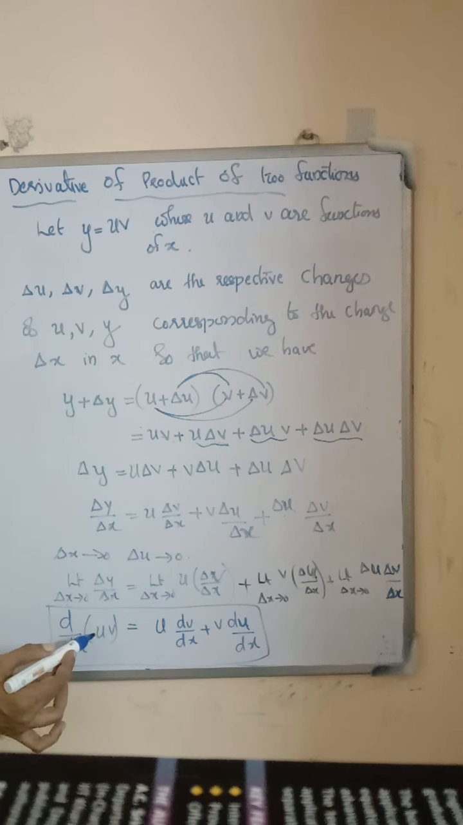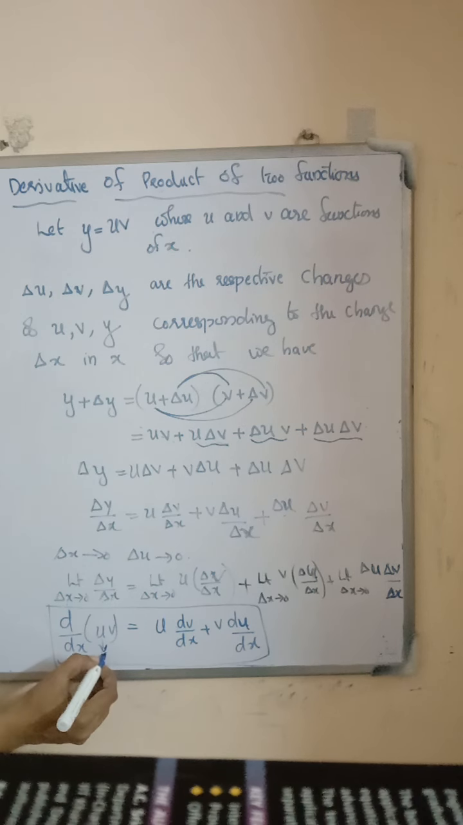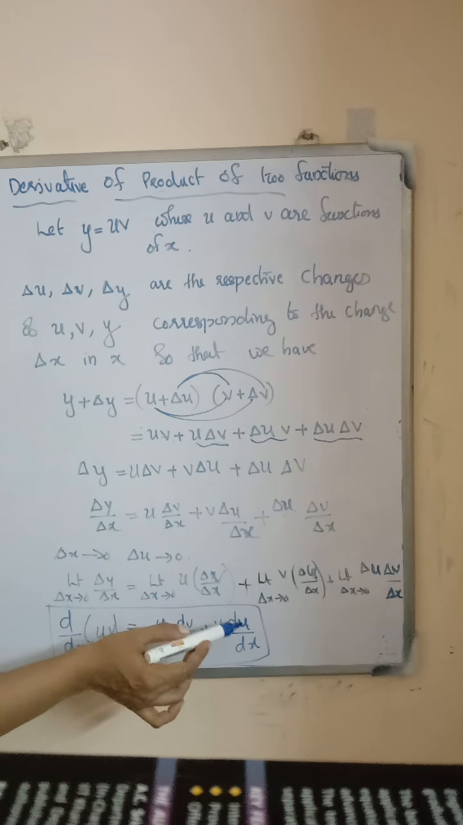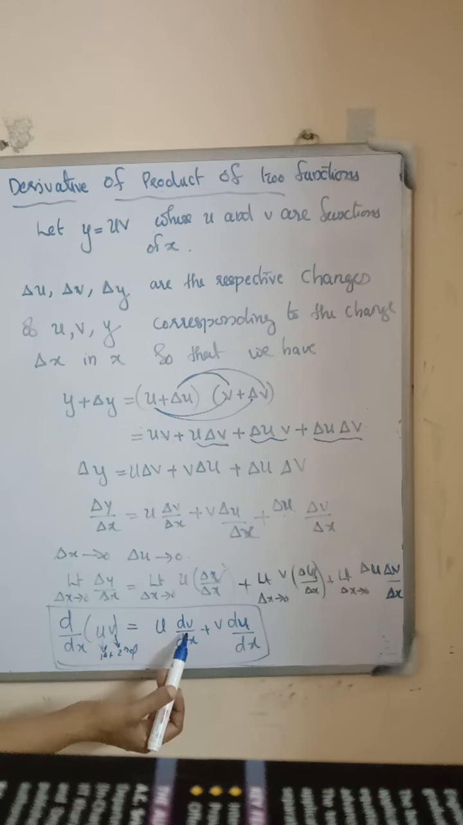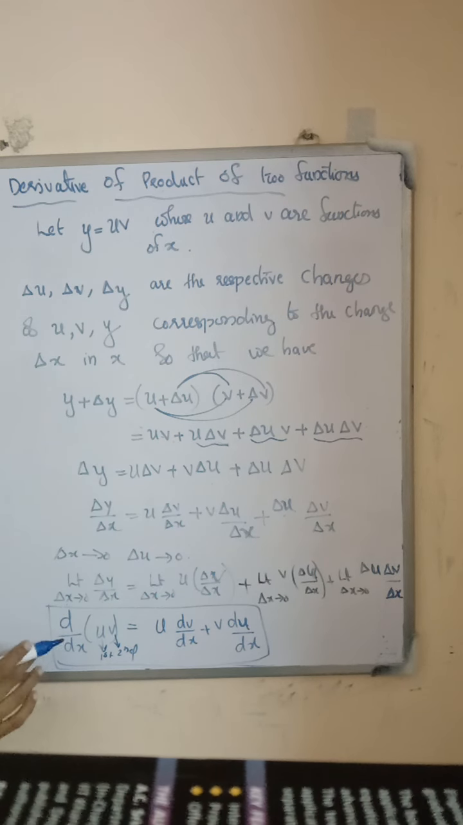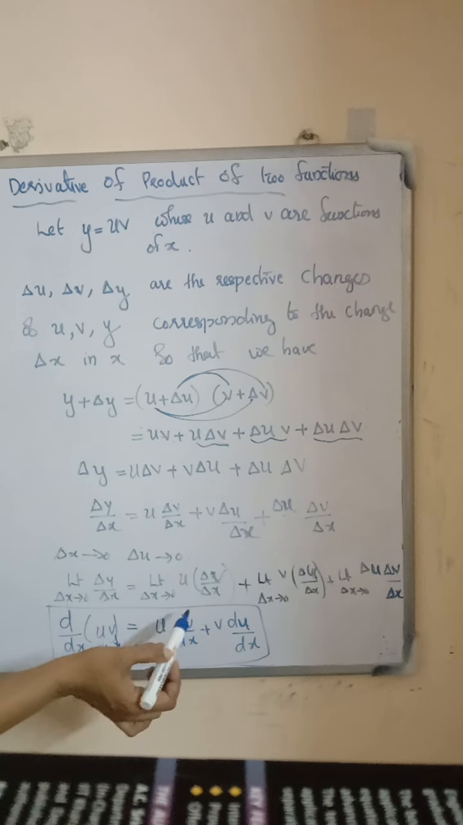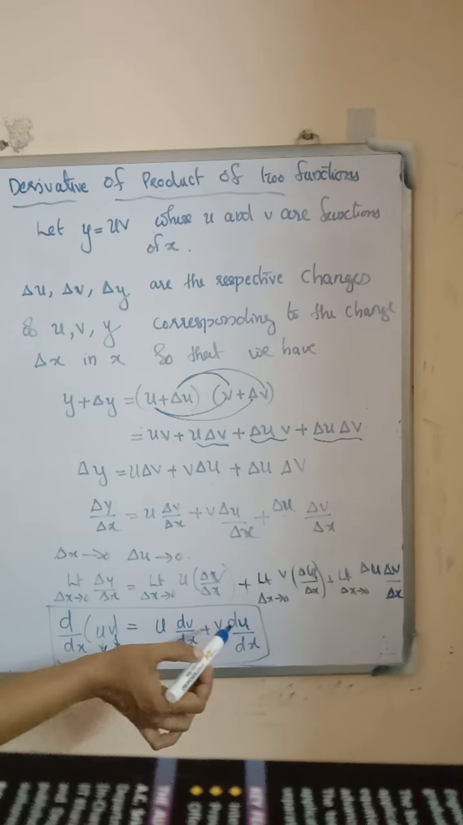So the derivative of the product of two functions: here u is the first function and v is the second function. So derivative of uv is equal to u into dv by dx plus v into du by dx. First into derivative of the second plus second into derivative of the first. That is, the derivative of the product of two functions is determined by the equation: first into derivative of the second plus second into derivative of the first.